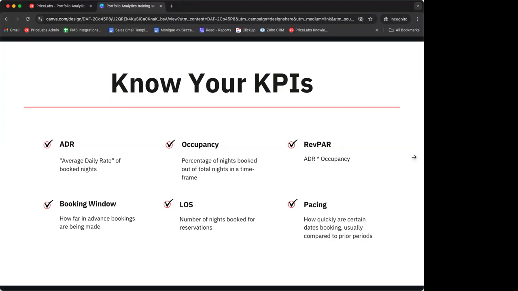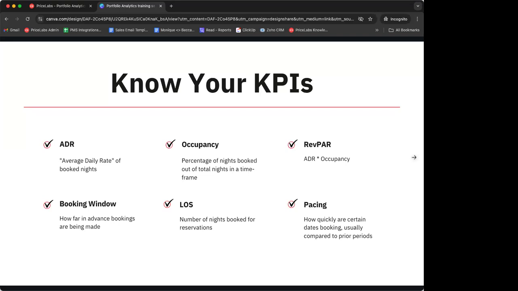Your booking window is going to be important because that tells us how far in advance the bookings are made, also known as lead time. So in different seasons, you might have different booking windows. In your peak season, your booking window might be a little bit longer, and in your off-peak season, you might see a shorter booking window. These are important things to know, that way you can determine what your strategy is going to be for those certain time periods.